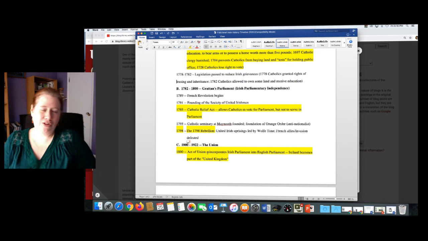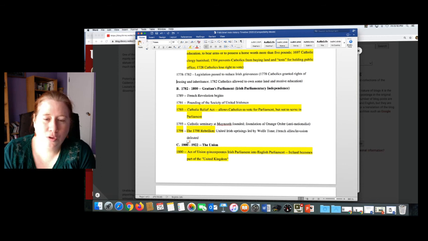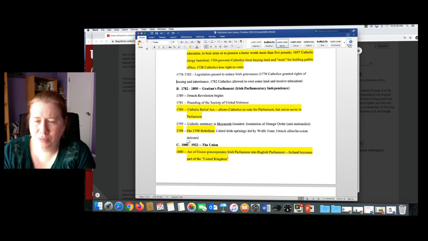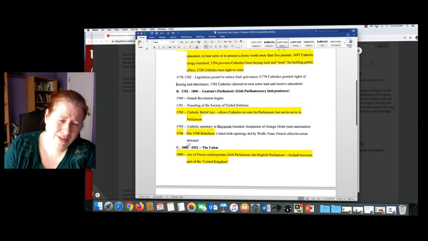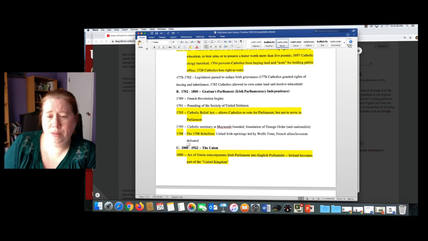The Act of Union does two things that are important to know about. One, it gets rid of the Irish Parliament. So there's no longer their own governing body at all. And they actually had to vote themselves out of it. You might think, why would people do that? But we'll get into that. The Act of Union reincorporates the Irish Parliament into the English Parliament, so now they're only being ruled from England, from Westminster.